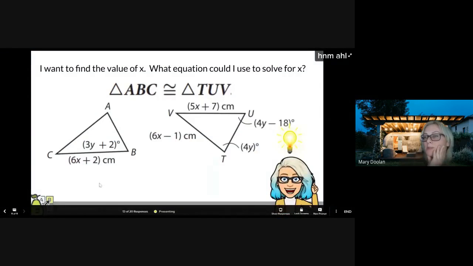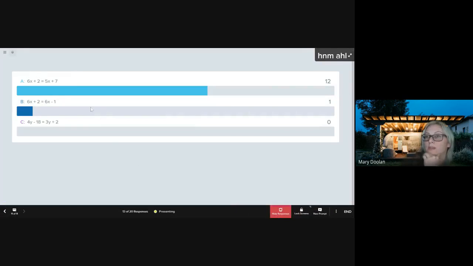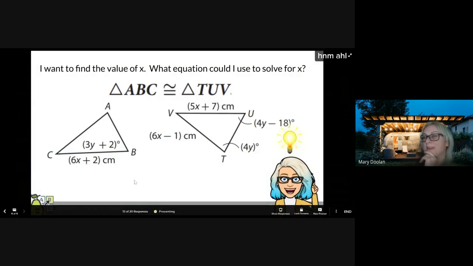If I hide our responses, here's 6x plus 2, which is side length CB. So if I look at the triangle, it's the last 2 letters, C and B. So the last 2 letters, U and V. There's U, there's V, and the expression that represents its side length is 5x plus 7. So 6x plus 2 would equal 5x plus 7 because they're the same measure. So A is the correct answer. All right. That is the end of this lesson.